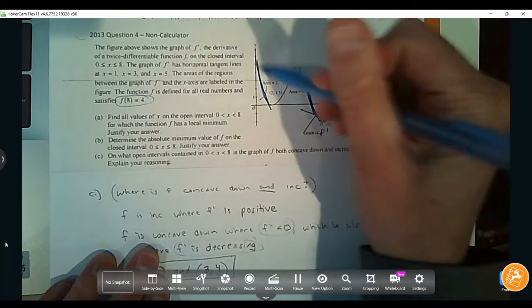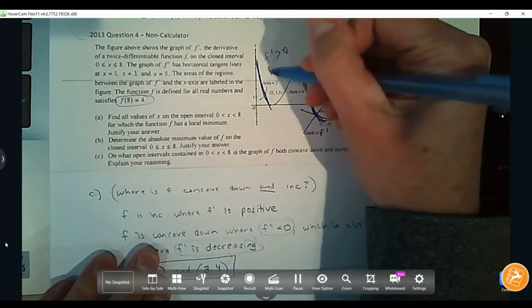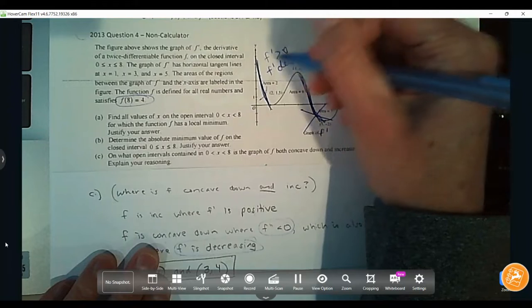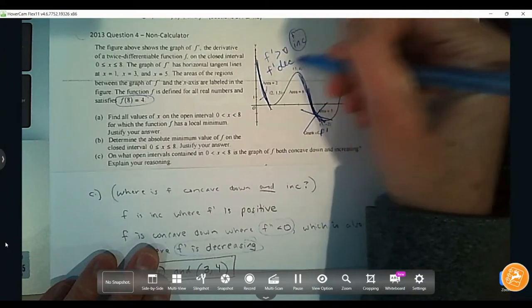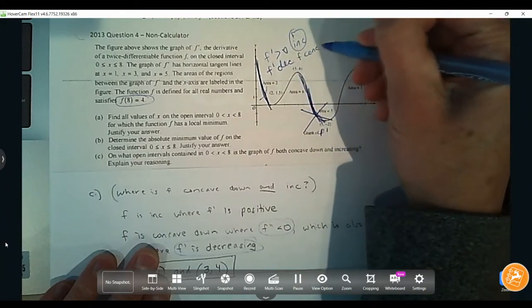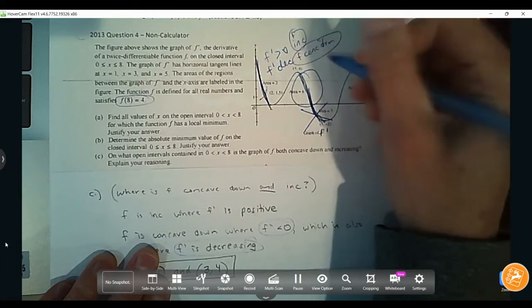this part, okay? So if you look at this part, f prime is positive, f prime is decreasing. So that means f prime positive means the function f is increasing. f prime decreasing means that f is concave down. And that's what we want. Here we have the same thing.